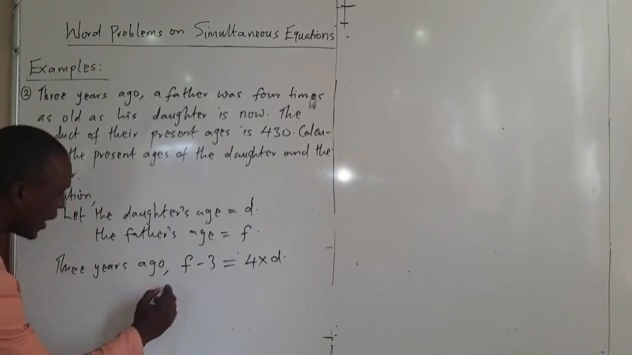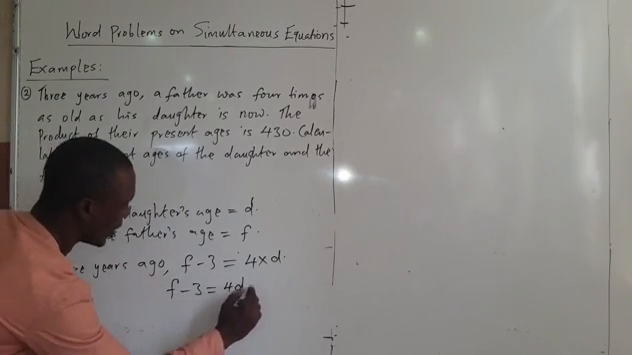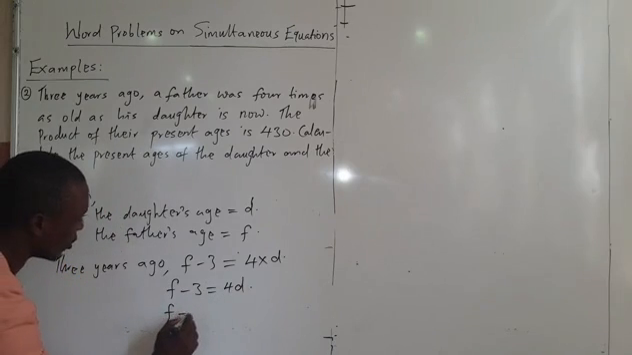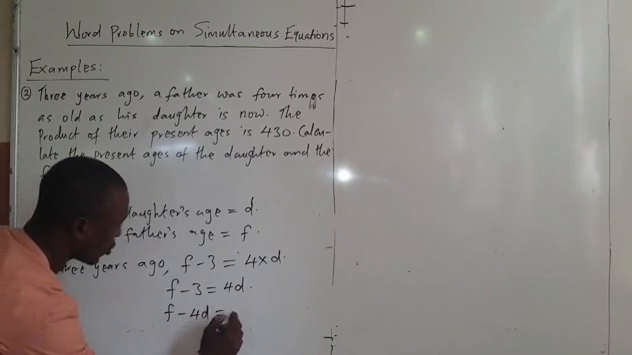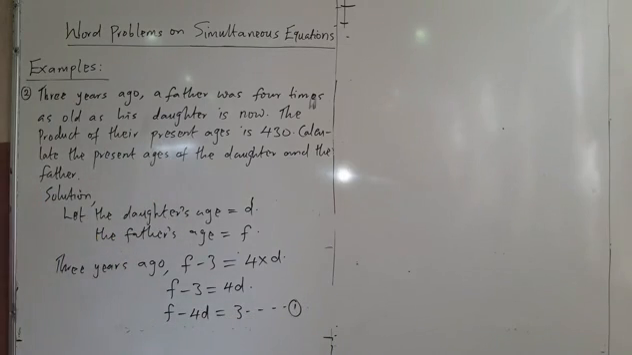So we now have F minus 3 equals 4D. Then we have F minus 4D equals 3, equation 1. So we derive equation 1.